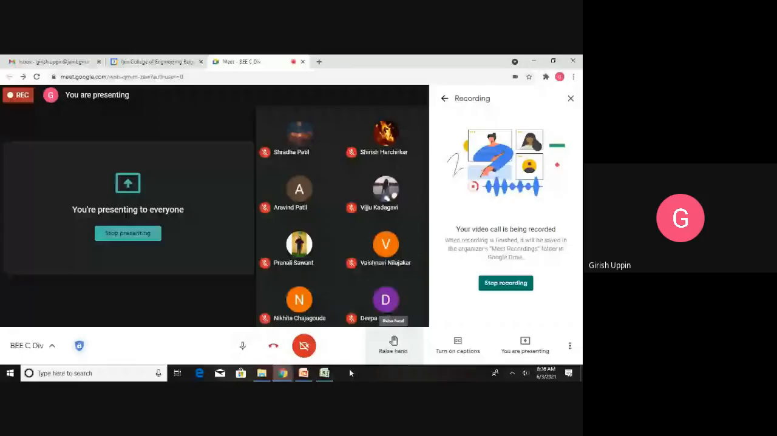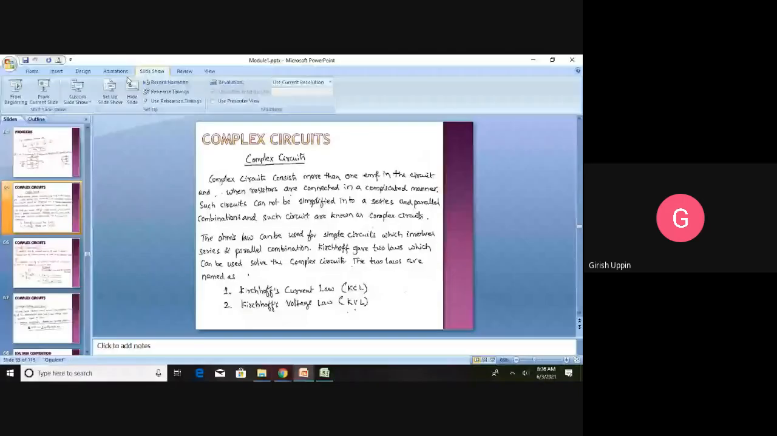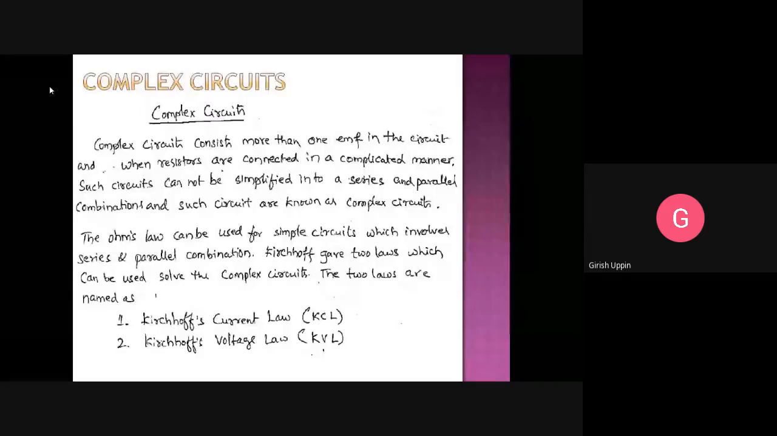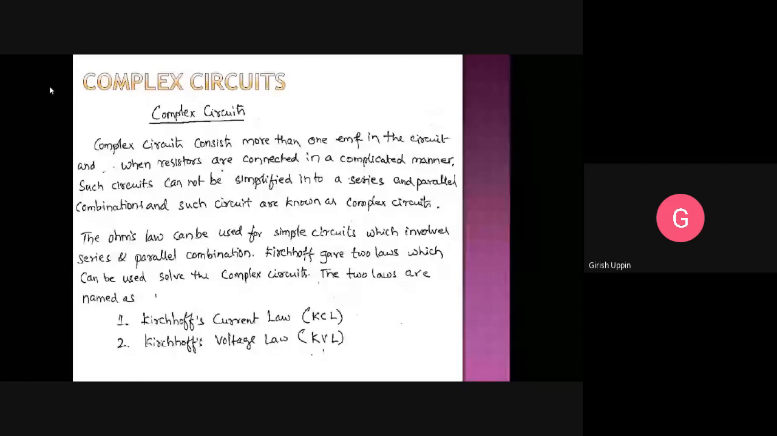In the previous session, we looked into the complex circuits. And what is a complex circuit? A complex circuit is a circuit where you cannot identify whether the resistors are connected in series or parallel, and also there will be usage of multiple EMF sources. So just by looking at the circuit diagram, we will not be able to tell whether it is connected in series or parallel. Such circuits are called complex circuits.